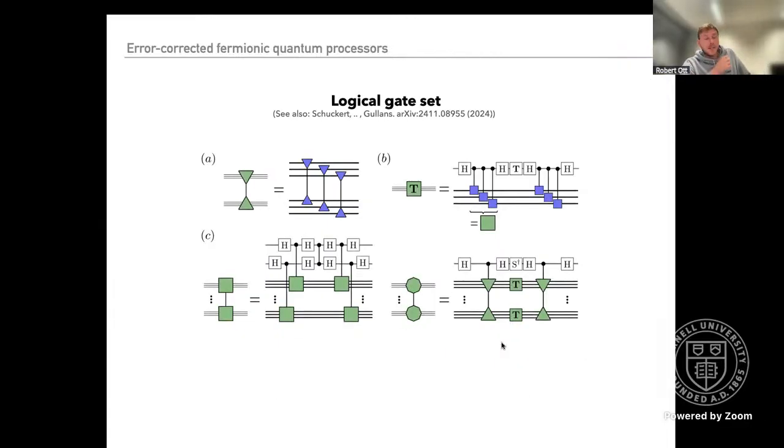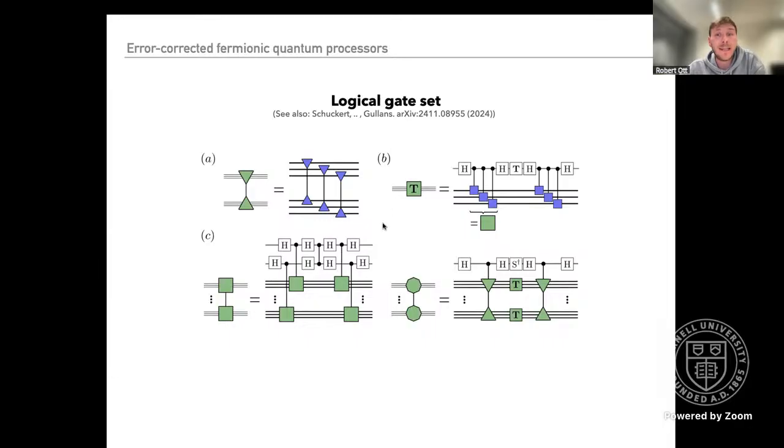What we use for that is a set of logical gates, and I think there's much more that one can say about this construction of logical gates, though it was not so much the focus of this paper. First of all, there's this logical swap gate, and you can think of it as a transversal operation. Really implementing a logical swap is just taking these modes and classically exchanging them.